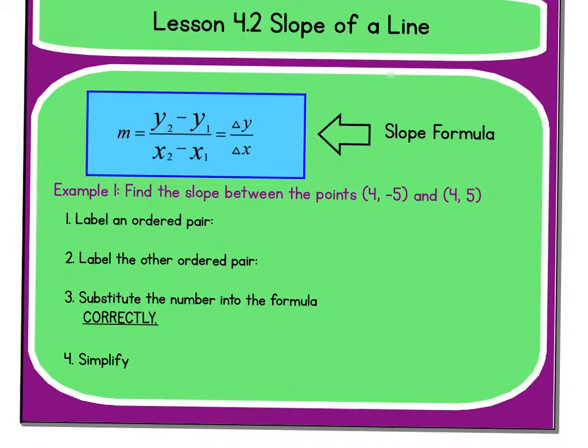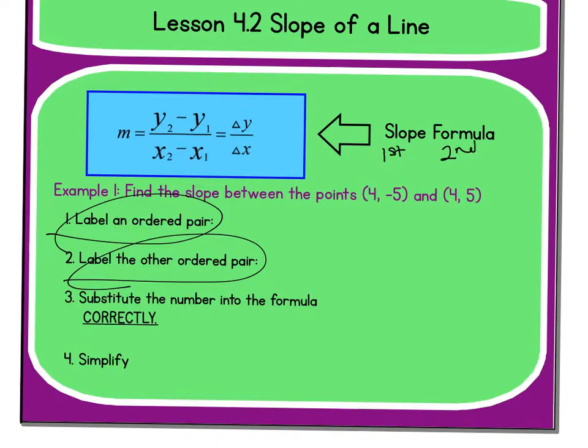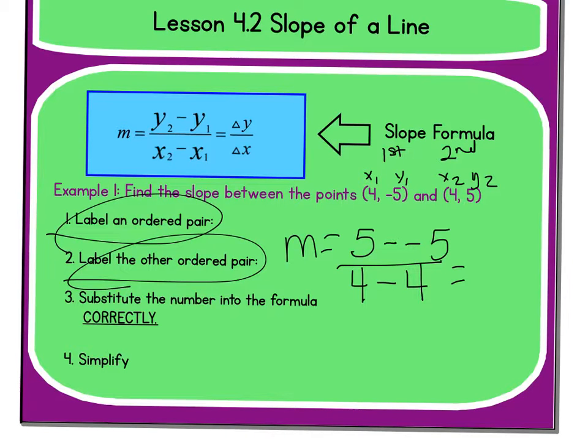Okay, here's another one. So what we have to do is we're going to, again, label both of our ordered pairs. So here's my first point, here's my second point, x1, y1, x2, y2. Plug into the formula. M equals y2, 5, minus y1, negative 5, over x2, 4, minus x1, 4. Keep it, change it, flip it. 5 plus 5 is 10, over 4 minus 4 is 0.